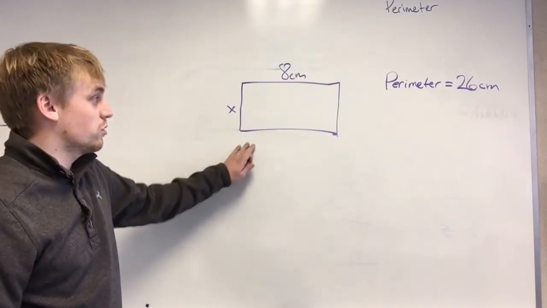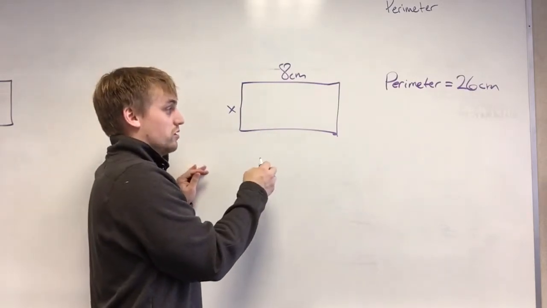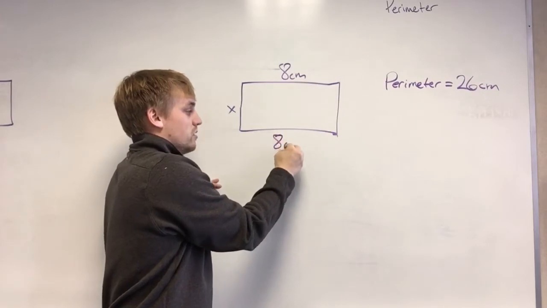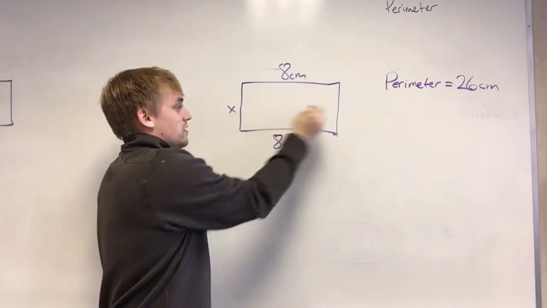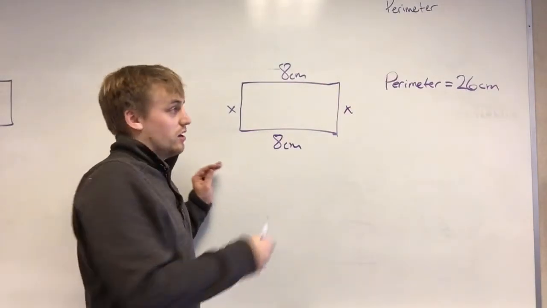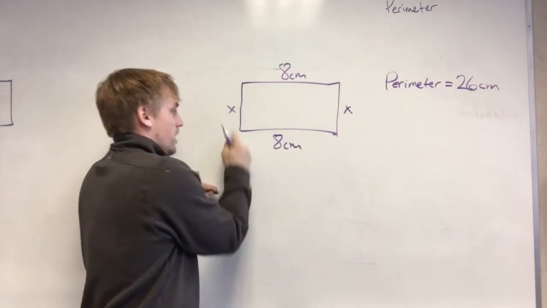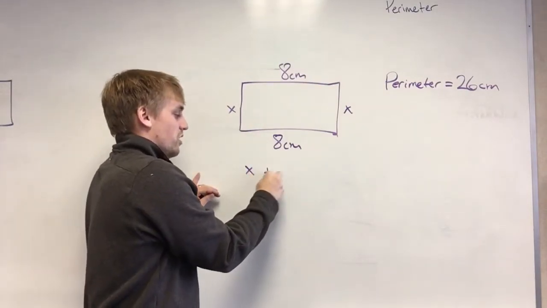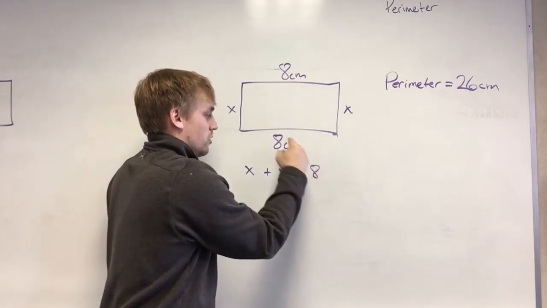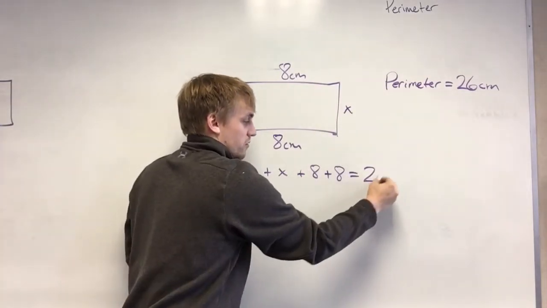So what we're going to do is show that in an equation. To add up all the sides, first of all I want to fill in the sides. So the top is equal to the bottom, and the left is equal to the right. And if I was going to add these together, I would take x plus x plus 8 plus 8 equals the perimeter that's given.